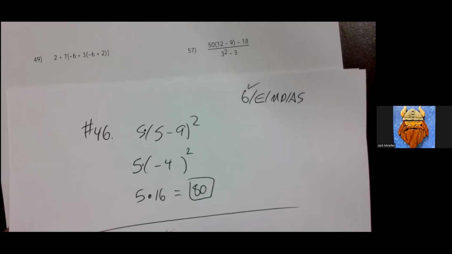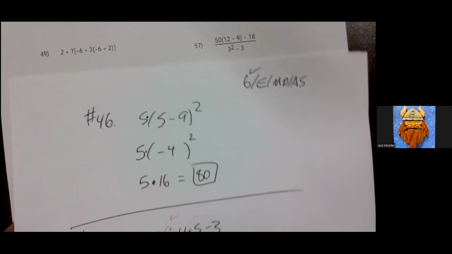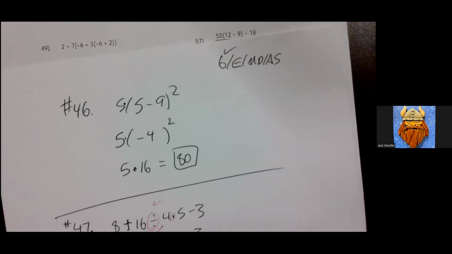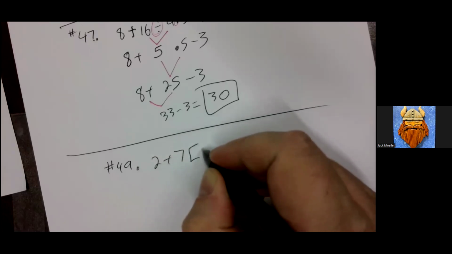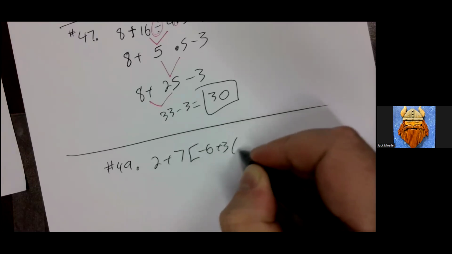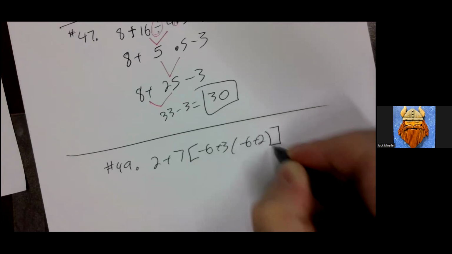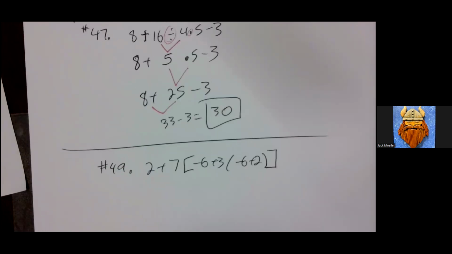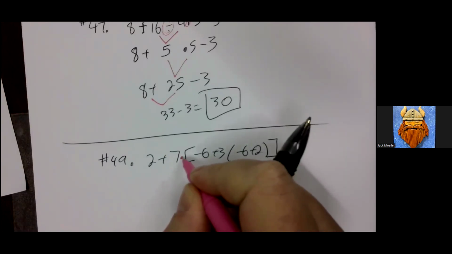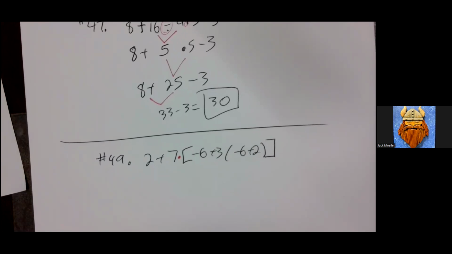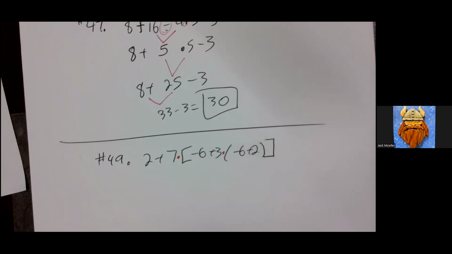All right. Let's do 49 next. So 49 is 2 plus 7 bracket negative 6 plus 3 parentheses negative 6 plus 2 close parentheses close bracket. All right, so one thing I would definitely recommend is when you have that 7 outside the bracket, or any number right next to a grouping symbol, that's going to mean multiplication. So that's 7 times that bracket, and it's also 3 times that parentheses.